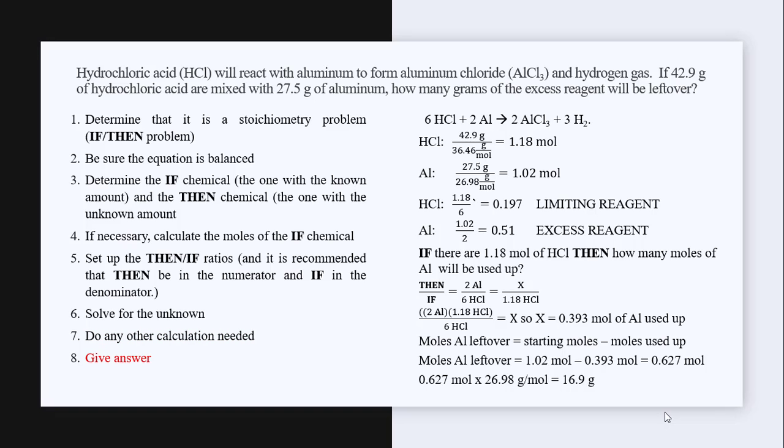So now we can give the answer. There will be 16.9 grams of aluminum left at the end of the reaction.